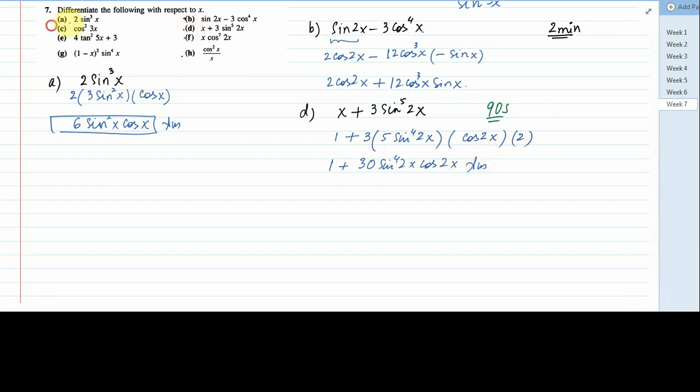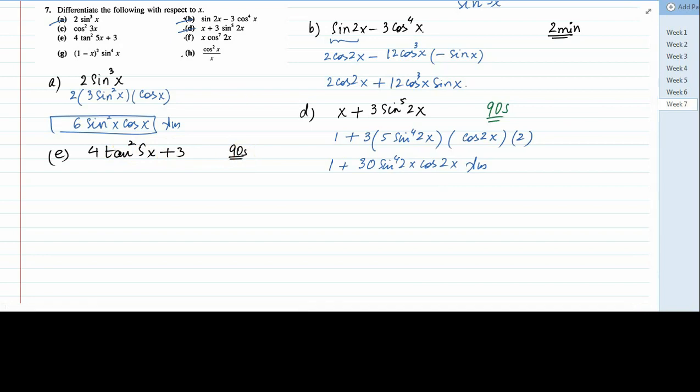After that, parts A, B, D, we need to start with part E. And part E says tan² 5x plus 3. So you have a time of 90 seconds. So start and then I will explain.